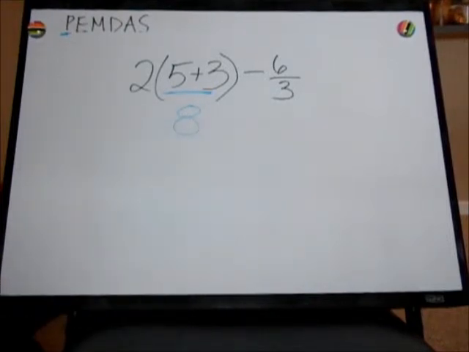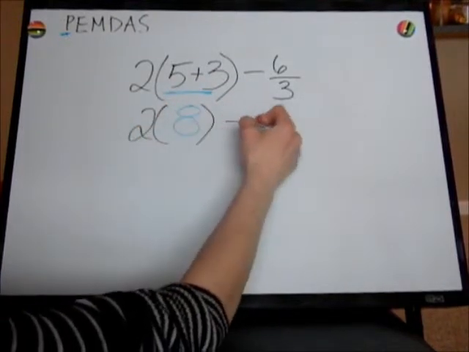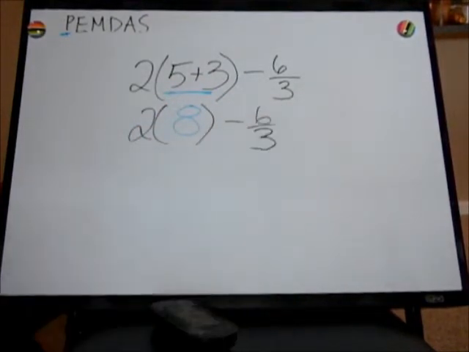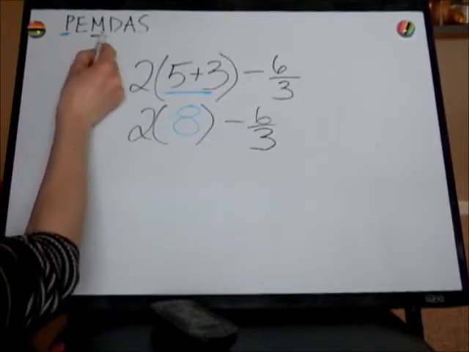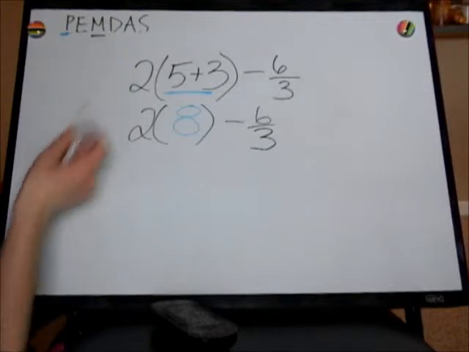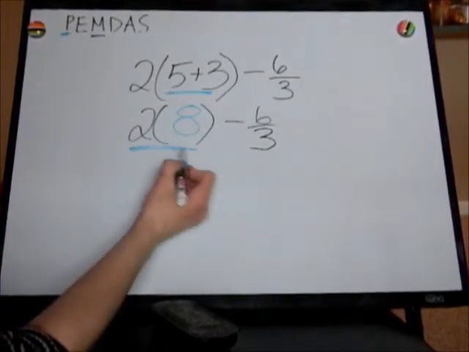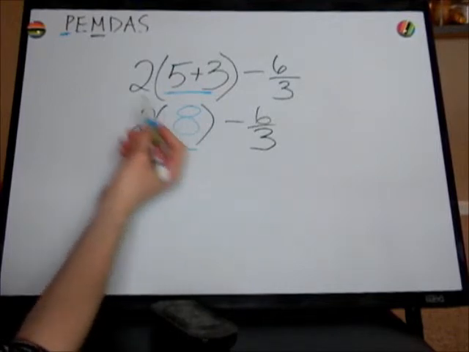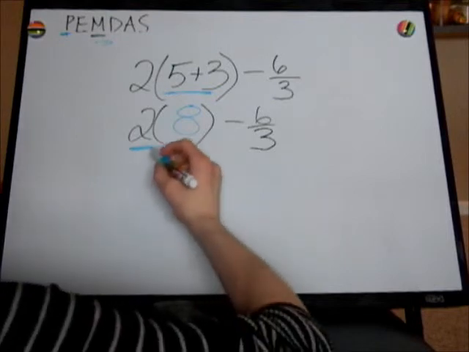And then you bring down the parentheses. 2 times 8 minus 6 divided by 3 now. So next is going to be multiplication, and in this case we're using parentheses for the multiplication. So 2 times 8 is 16. We're going to go left to right for the multiplication and division, because there's multiplication and division in this problem.